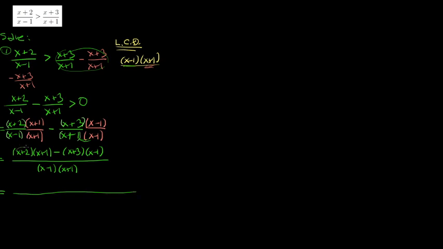So if we FOIL the numerator here, we have x times x is x squared. Then we have 1x plus 2x is 3x. And then 2 times 1 is 2.